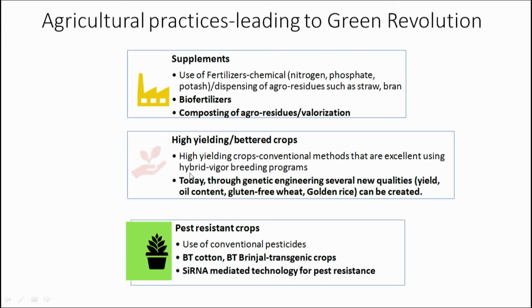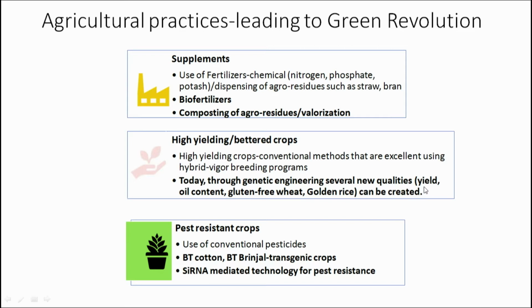So, these two crops can be brought together, and then you can bring the traits of both these crops together into a single hybrid. All right. And so, this hybrid vigor meant that you were able to combine the properties of the two crops together using conventional mating programs in the field of agriculture. Today, through genetic engineering, there are several new qualities which can also be introduced. Some of these are listed here.